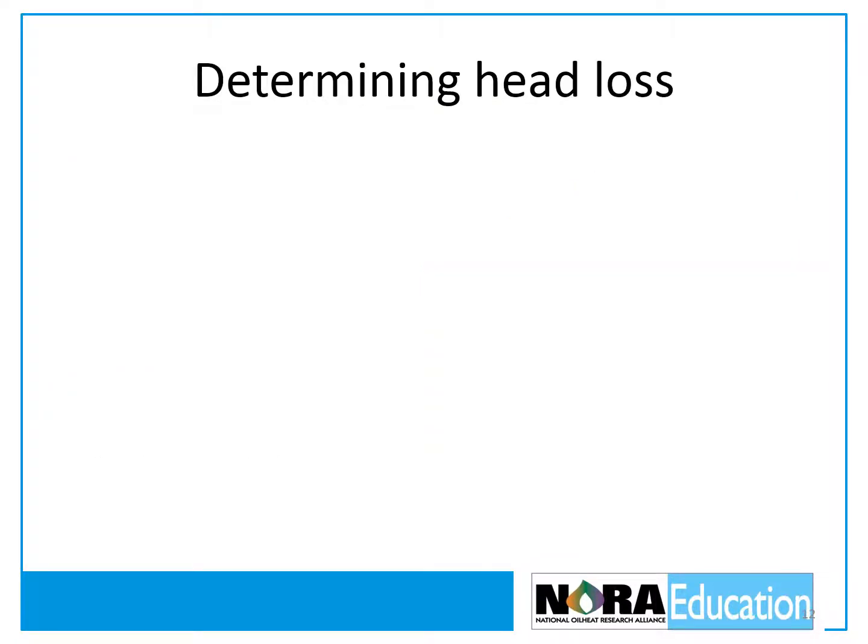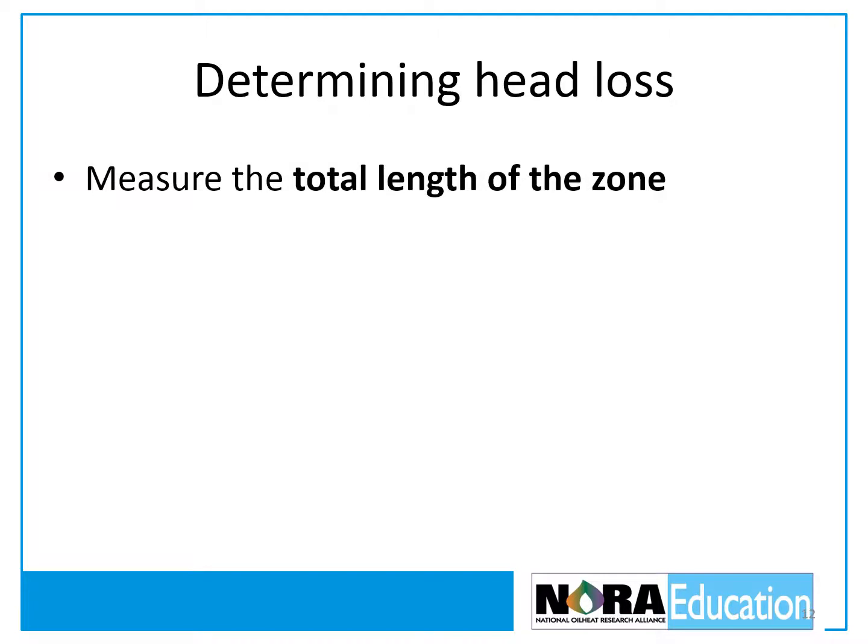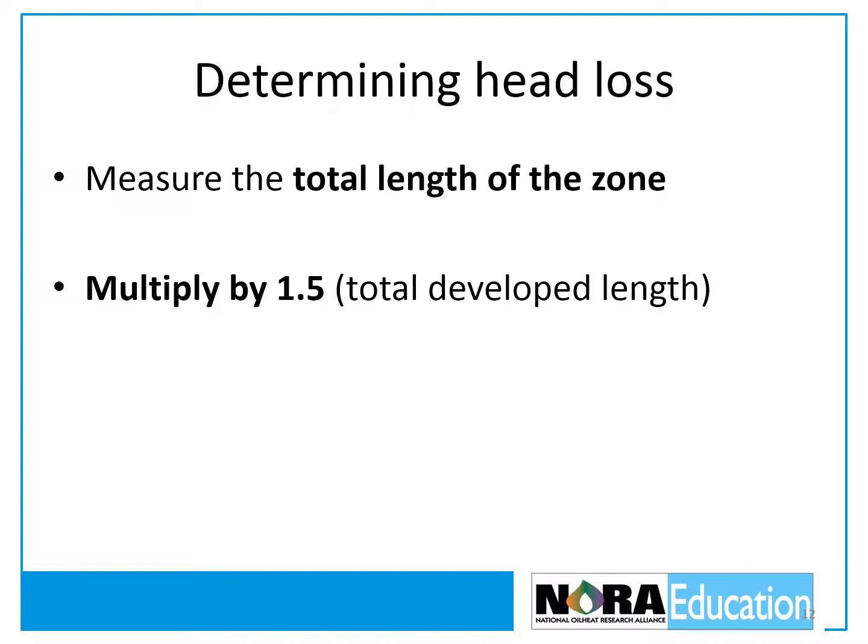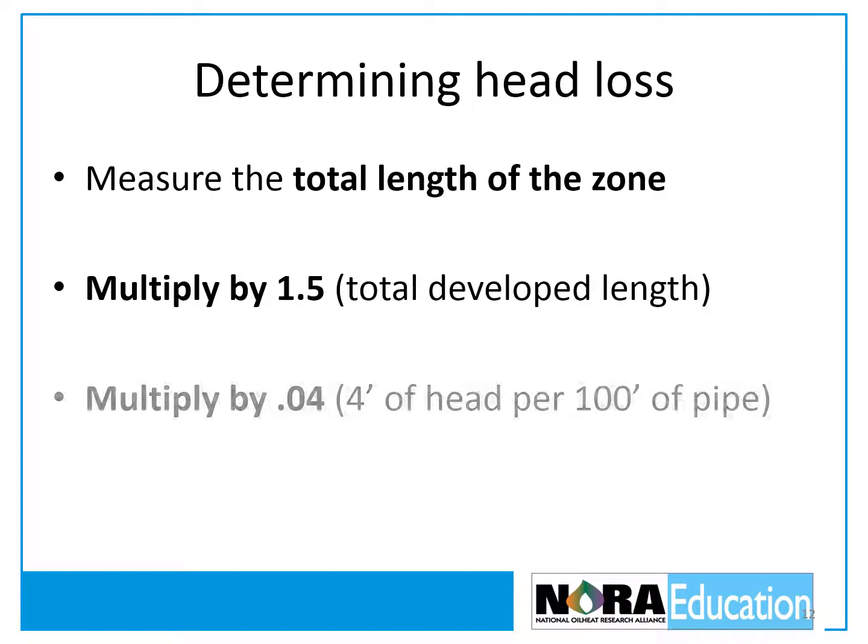To determine the head loss of a zone, measure the total length of the zone, including both piping and heat emitters. Fittings and valves produce additional pressure drop in a system, so the total length of the system is multiplied times 1.5 to calculate the total developed length of a zone. Next, multiply the total developed length by 0.04, which represents 4 feet of head per 100 feet of copper pipe.